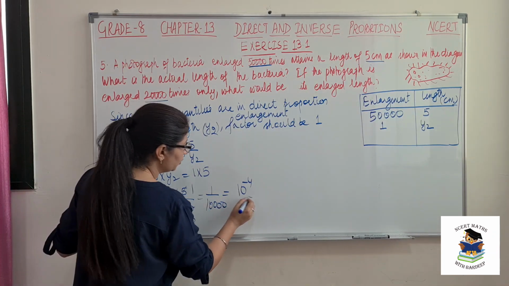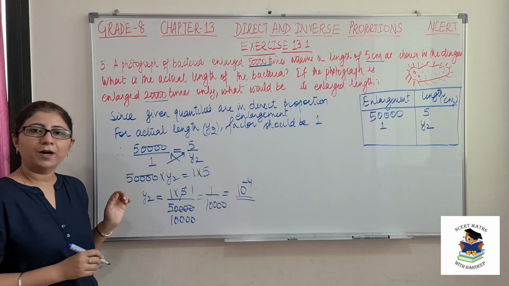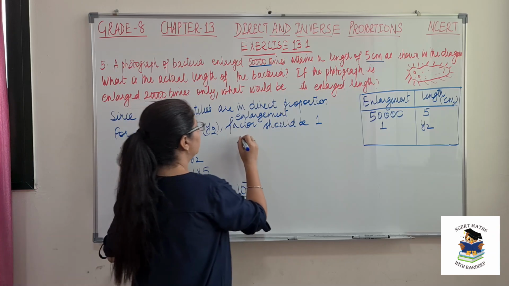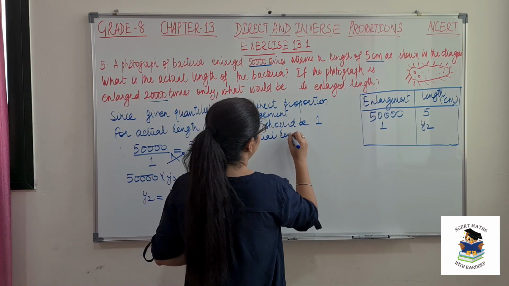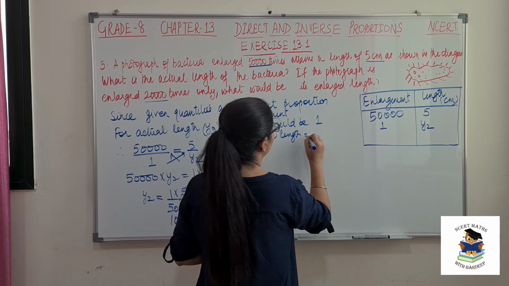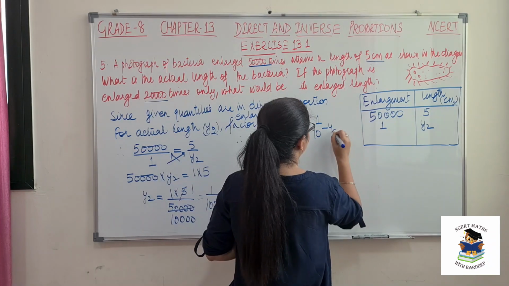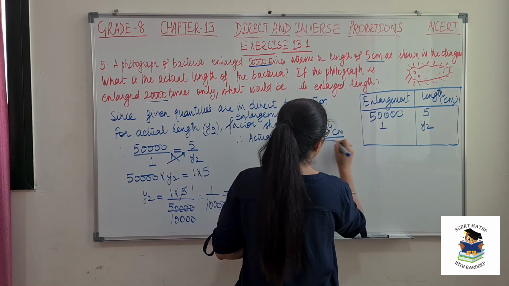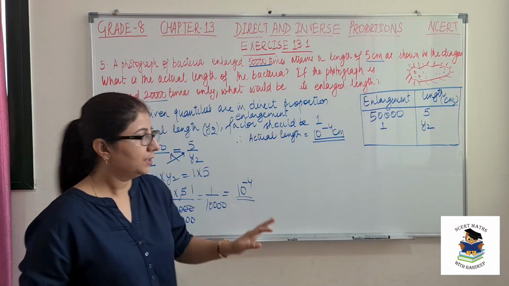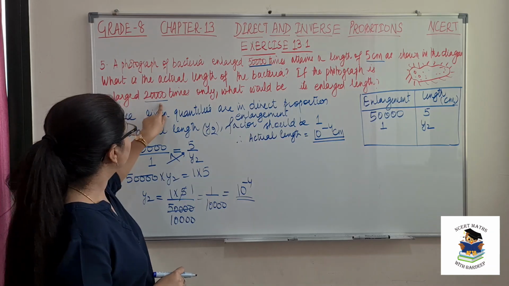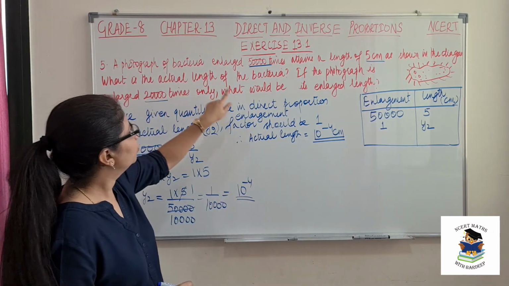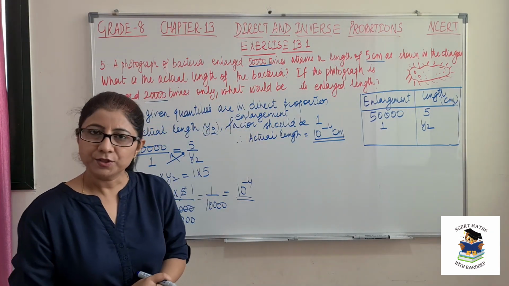Therefore, what is the actual length? This is 10 raised to power minus 4. Therefore, actual length is equal to 10 raised to power minus 4 centimeter. Correct? So now let's see the next part. If the photograph is enlarged 20,000 times, what would be its enlarged length?